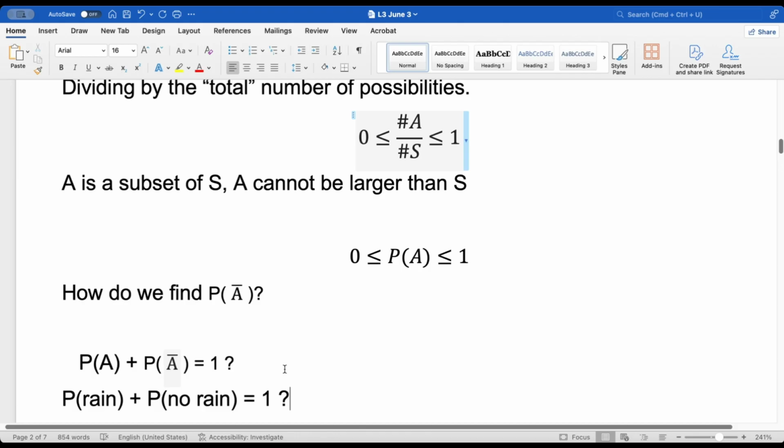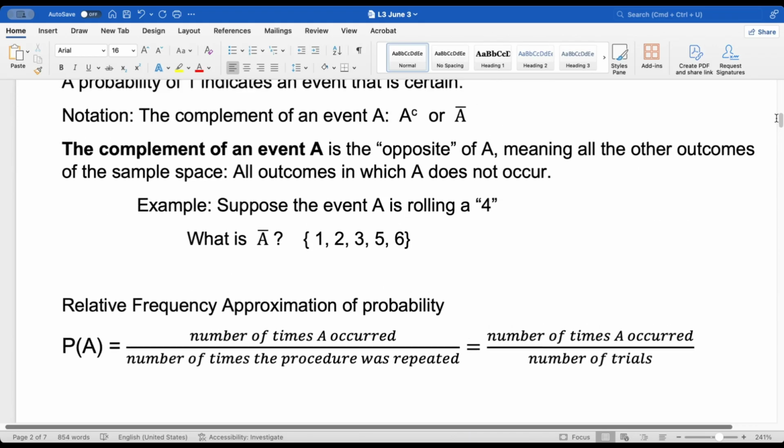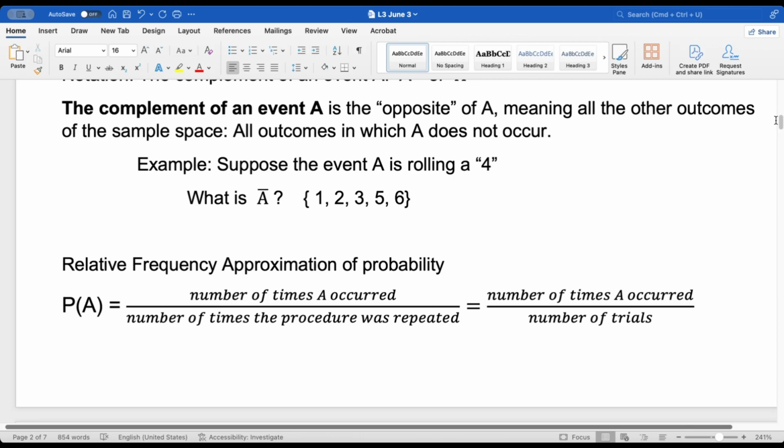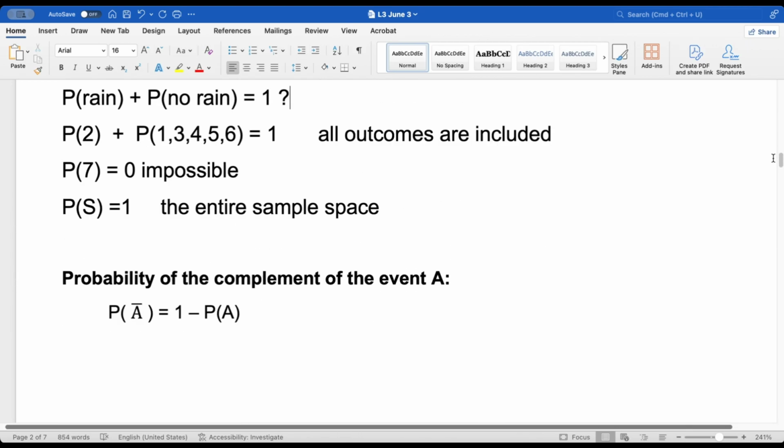Probability of rain, that's a good example of something that we would use a relative frequency approach for. We don't really have a formula for that, so we go based on the past to get a probability of rain in a given location.